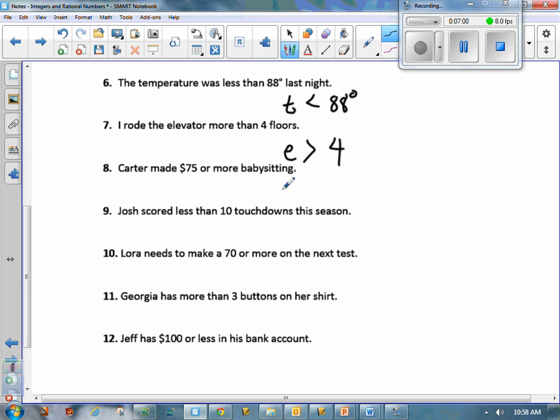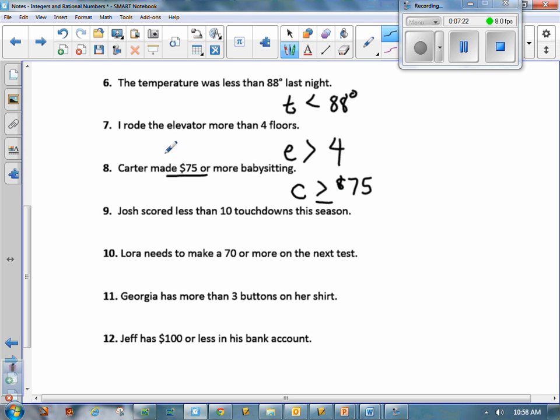We'll do one more together. Carter made $75 or more babysitting. So Carter made more, greater than $75. Did he make $75? Yes, so he also is equal to $75.